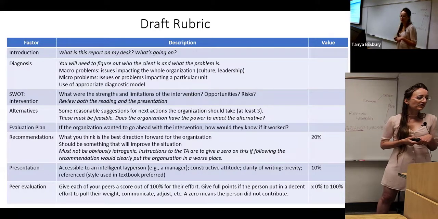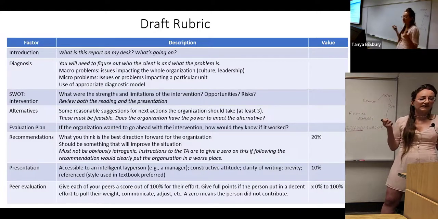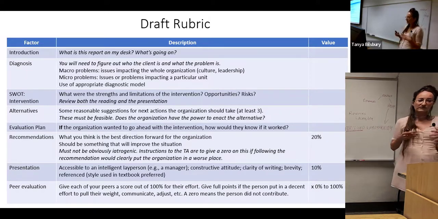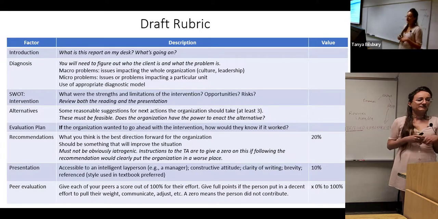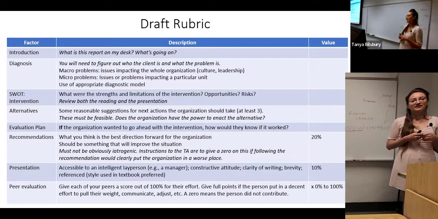And then the presentation would have to be understandable to an intelligent layperson. If something's choked with academic jargon, that's not what we're looking for from a consultant. You want to have a constructive attitude, even if you think they're being fools. You can say that. Writing should be clear. Managers don't want to read a 200-page dissertation. So I think 10 pages would be long. I think 1 or 2 pages is probably too short. But not 50.